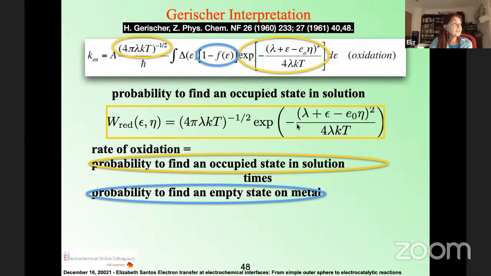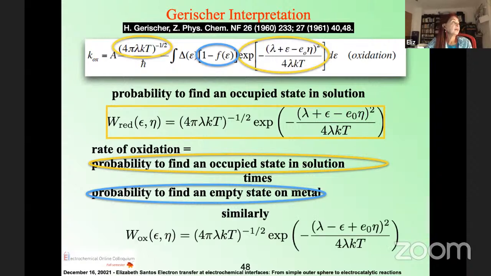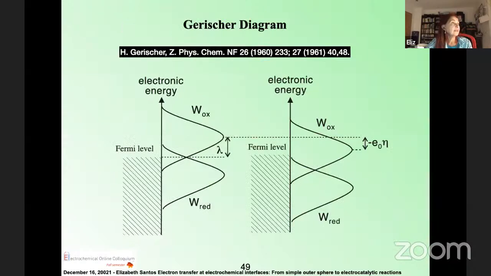Here, as I said again, it's the probability to find an occupied state in solution, and then take into account how the level, which is a Dirac delta because the interactions are very, very weak, moves by the effect of the reorganization energy of the solvent and the overpotential. And we can find a similar expression for the oxidized state and the reduced state.